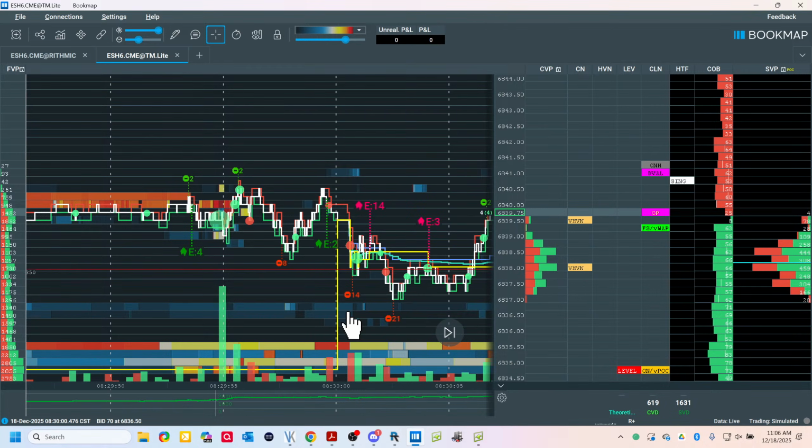What I know is that the shorts are vulnerable and that the market can go up and just keep going and squeeze, or we can get a squeeze, then new continuation selling, and I have this as my support. So I have to wait.